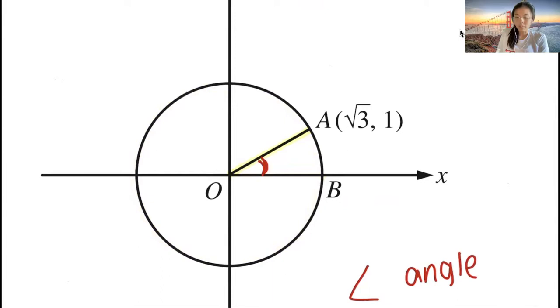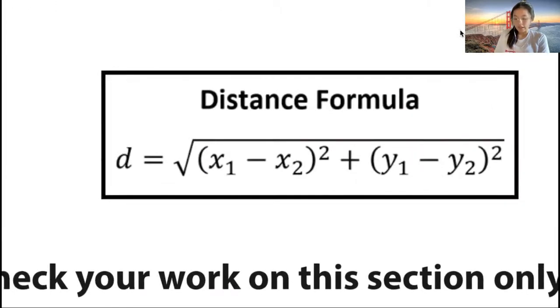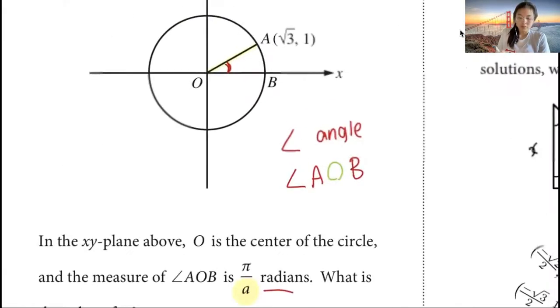So let's find that out by using the distance formula, which is this. And we can use this because we already know x1 and x2. We know y1 and y2. Why? Because this is going to be our x and y's.